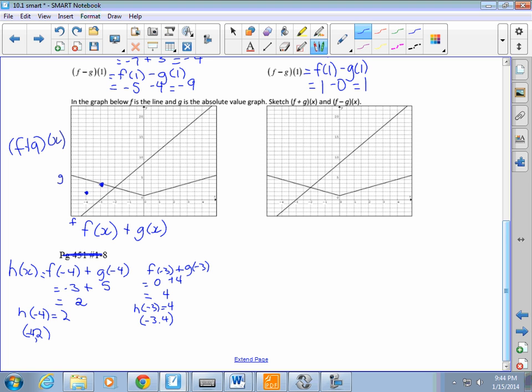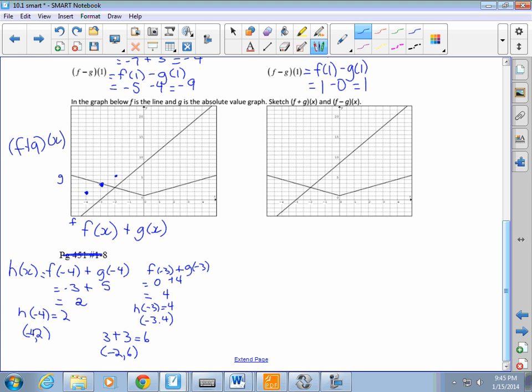So my next one, at negative 2. So f of negative 2 is up here, excuse me, at 1, 2, 3. So that's going to be 3 plus g of negative 2 also is there. So that's a 6. So that means that's going to be at the coordinate negative 2 and 6. Let's see, where's that? 1, 2, 3, 4, 5, 6.